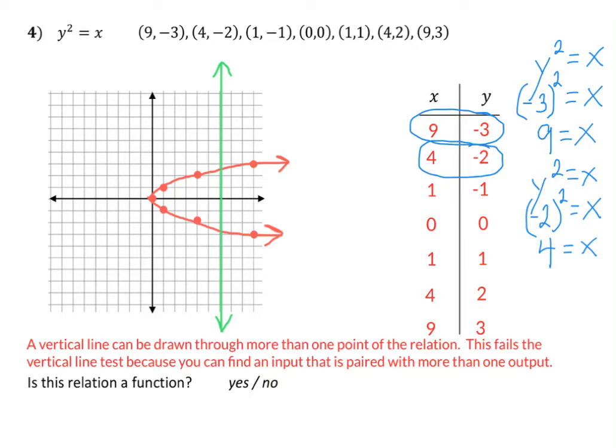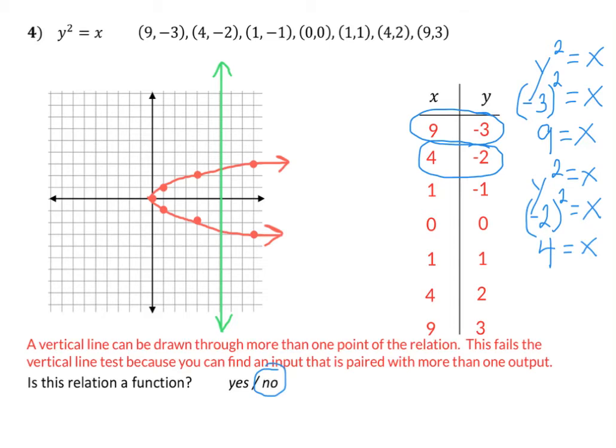Now I can use the vertical line test to determine whether or not the relation is a function. Notice a vertical line can be drawn through more than one point of the relation. So this fails the vertical line test because you can find an input that is paired with more than one output. For example, the input of x equals 6 is paired with 2 separate y values or outputs. So, is the relation a function? The answer is no.